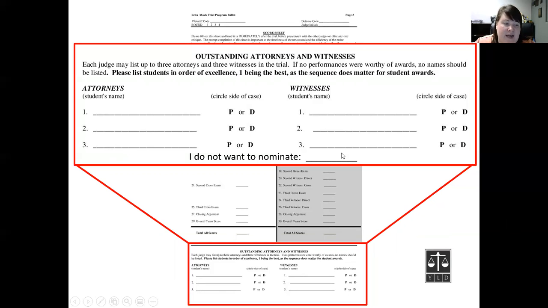If you don't want to nominate, I believe the electronic ballots are going to have a spot where you can designate that as well, just like you would for the paper ballots. Please be aware that listing them in order is important. We want who you think the best student was at the top and then go down through the 3 because the sequence really matters for all regional and all state honors for these kiddos. Please do consider nominating them.